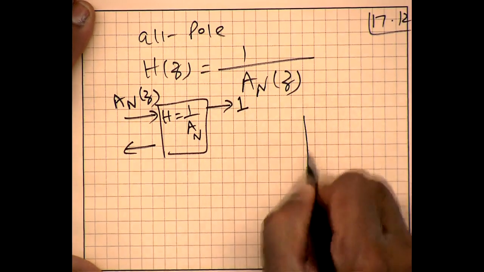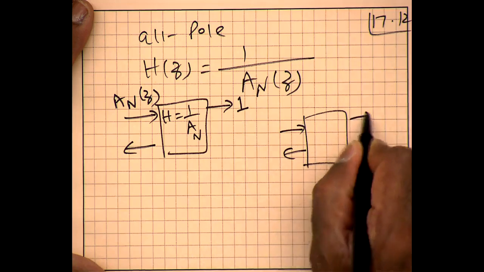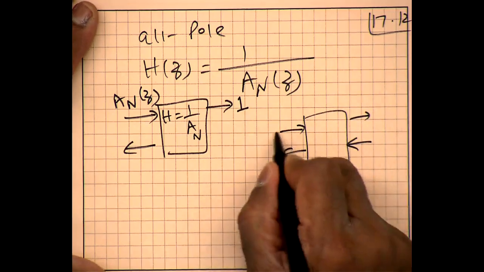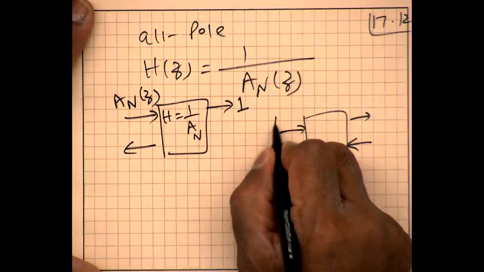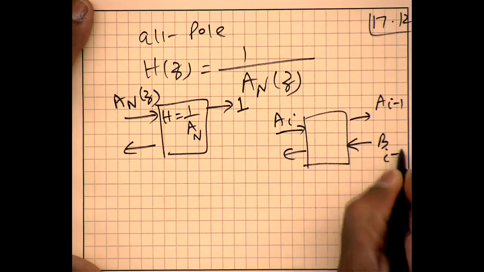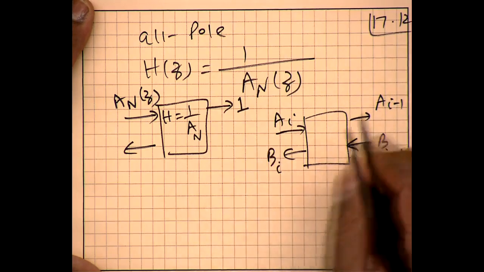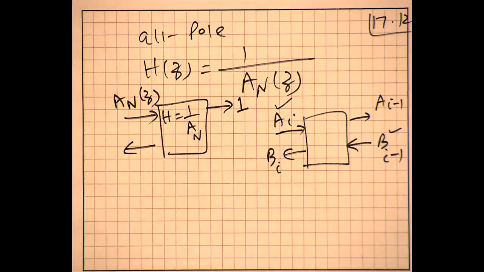And the typical lattice stage for the feedback filter is going to look like this. Instead of feed forward, the data keeps going forward. So in this case, we will have inputs Ai and Bi minus 1, and the outputs will be Ai minus 1 and Bi. We will compute these two from these two, and those equations are just the same.